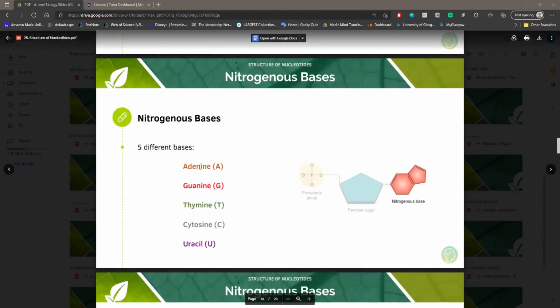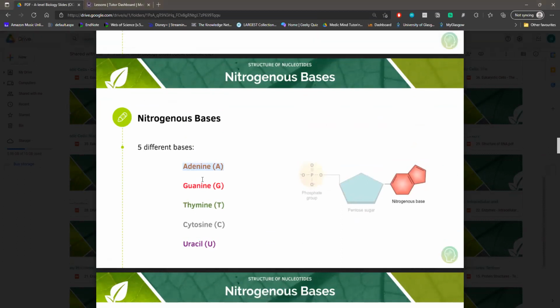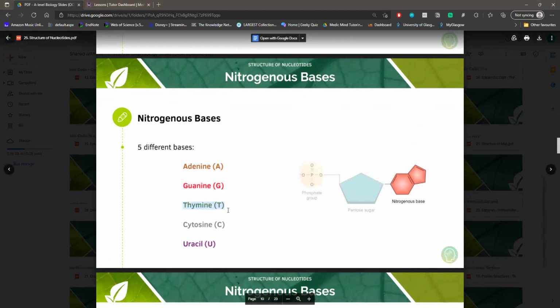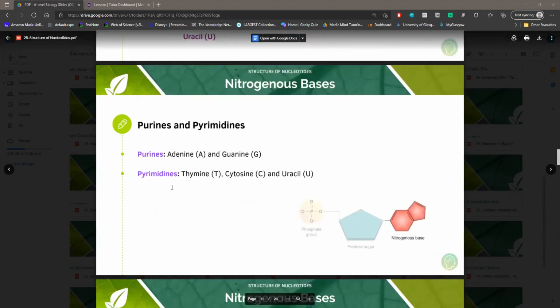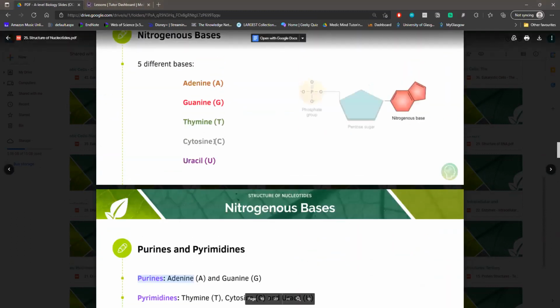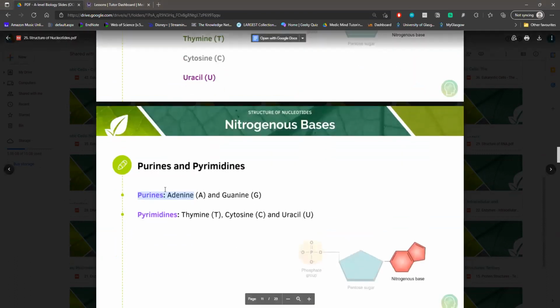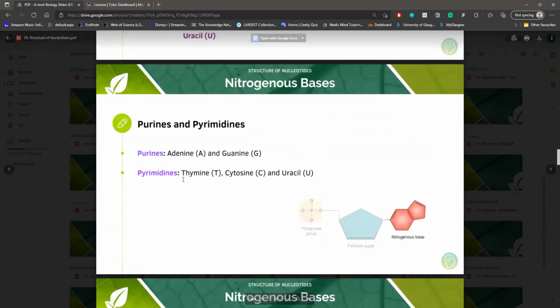There are loads of different types of nitrogenous bases. You can have adenine, guanine, thymine, and cytosine, as well as uracil. Uracil is only present in RNA, not in DNA. And thymine is only present in DNA, not in RNA. Structurally, you have purines and pyrimidines. Can you tell me the difference between a purine and a pyrimidine, anyone?